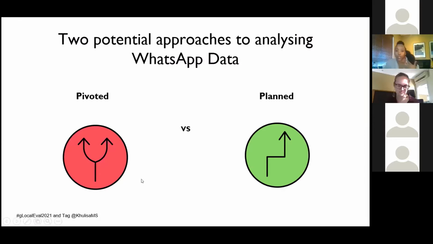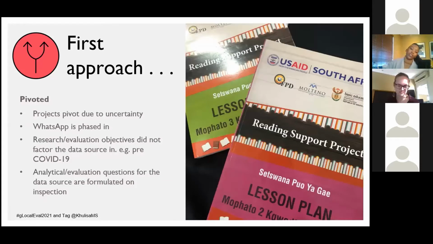So what I've learned is that two potential approaches to analyzing WhatsApp are possible. The first one is the pivoted approach versus the planned approach. Now, in the first approach, I'm sure all of us can relate to this one. When one pivots into uncertainty, a project, for instance. It's when you plan a project for 100 people, and one is welcomed with over 300 responses. Your project pivots into uncertainty and improvising.